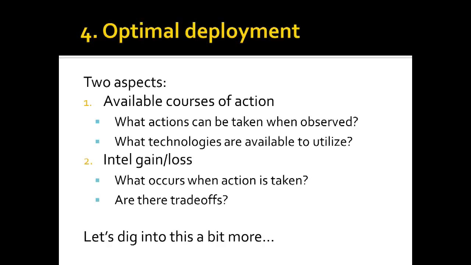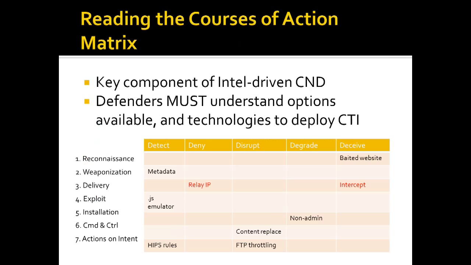And second is, of course, the intel gain-loss equation. So what occurs when you take an action given an indicator? And are there trade-offs? Are there a couple of different options that you have available to you, one of which might be superior? So I'll dig into that a little bit more here. In particular, we'll talk about the courses of action first. So the courses of action matrix is a key component of the whole intelligence-driven computer network defense paradigm.